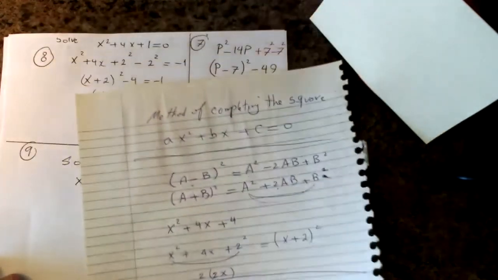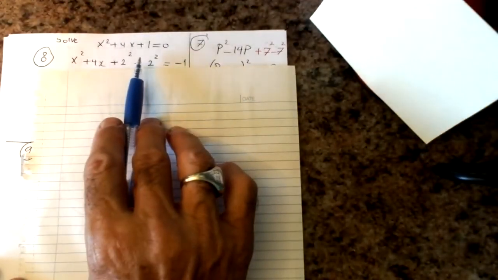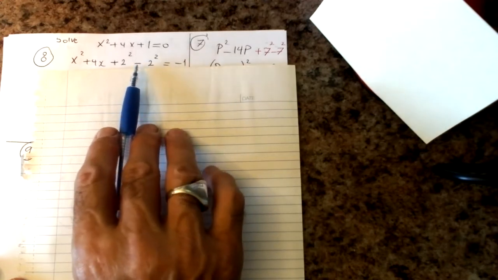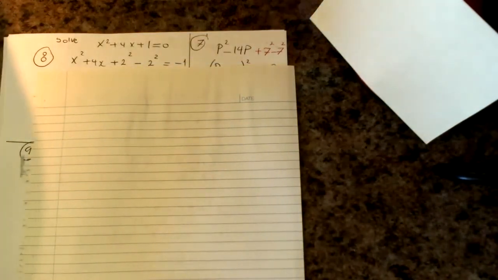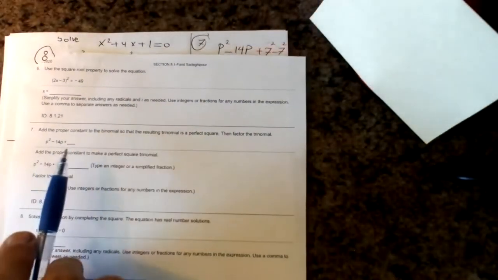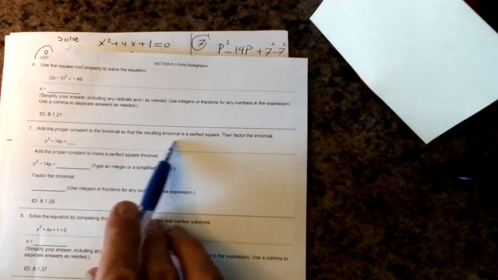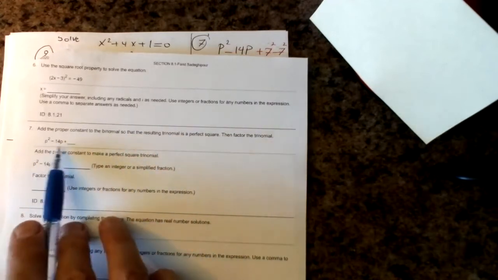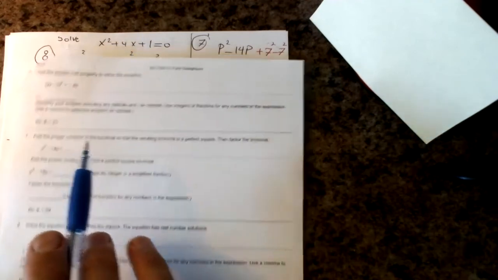So what we are trying to do here, on this one, which is number 8, let's look to see what number 8 is. Oh, let's do number 7 first. Sorry, 7. Add the proper constant to the binomial so the resulting trinomial is a perfect square. Trinomial means when you have 3 terms, binomial when you have 2 terms. Right now you just see 2 terms. They're saying what should you add here in order to come up with that formula.